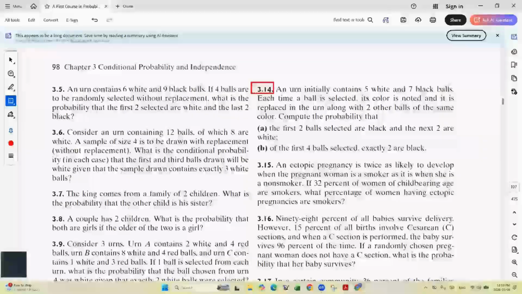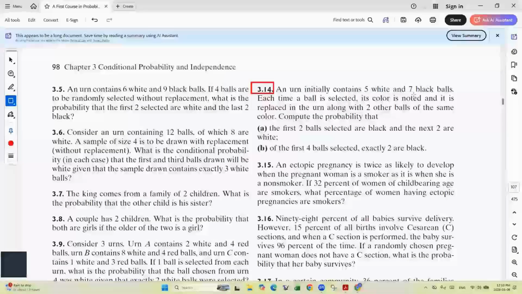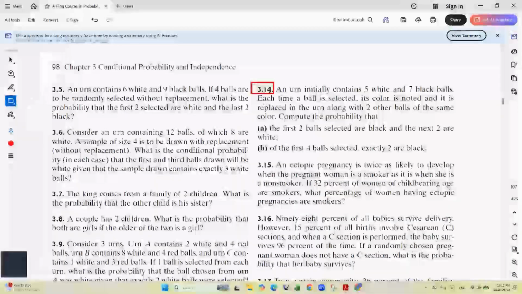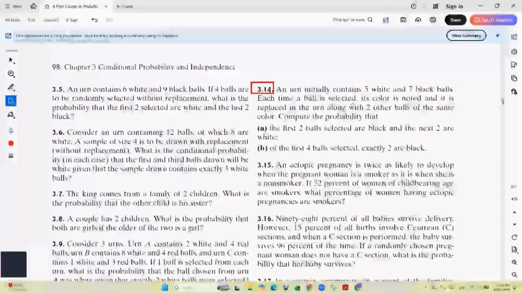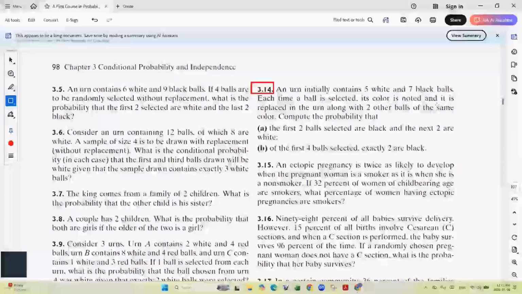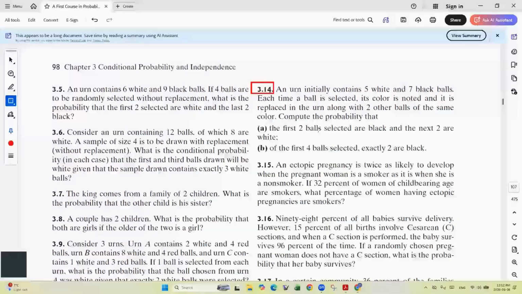Problem 3.14. An urn initially contains 5 white and 7 black balls. Each time a ball is selected, its color is noted, and it is replaced in the urn along with 2 other balls of the same color. Compute the probability that: A, the first 2 balls selected are black and the next 2 are white; B, of the first 4 balls selected, exactly 2 are black.